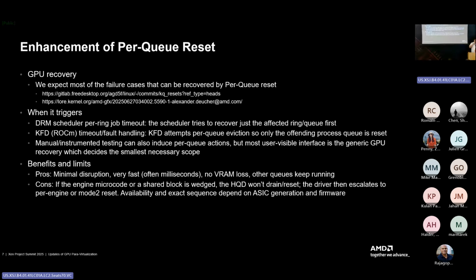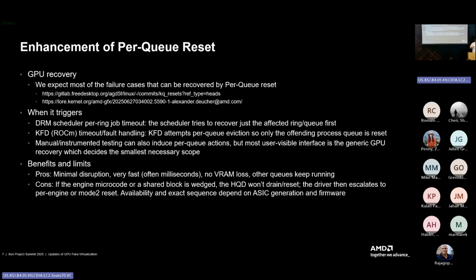And the benefit of the per-queue reset is minimal disruption, and it is very fast. And we don't have VRAM loss. But it still has some limitations, because in some cases we have some shared blocks.